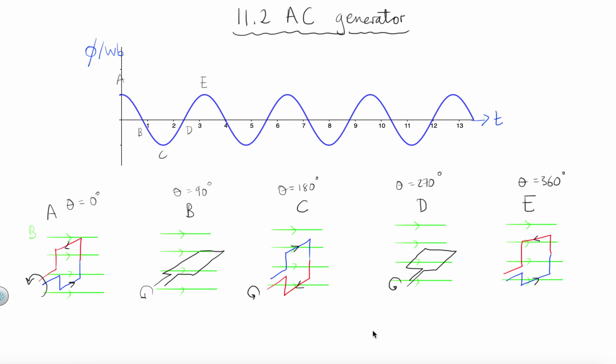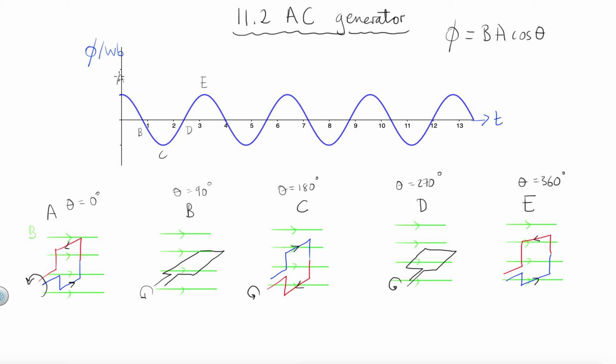In this video I'm going to explain how the graph of magnetic flux, measured in Weber, against time relates to the position of the coil in the field. Now remember, magnetic flux is the magnetic field times the area of the coil times the cosine of the angle theta between the plane of the field and the magnetic field vectors.